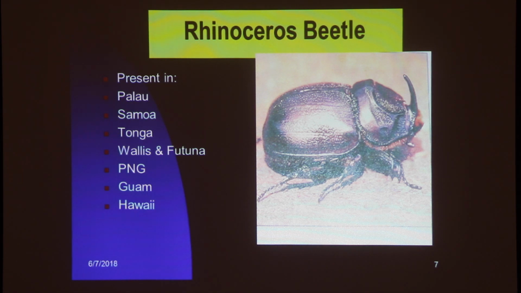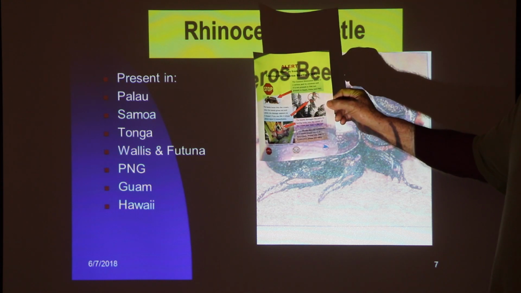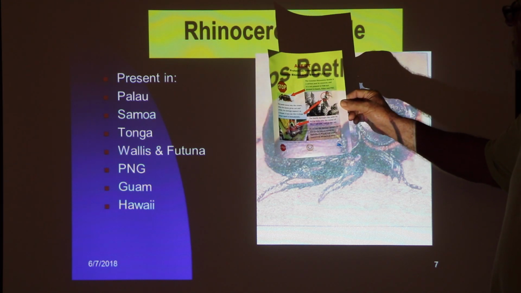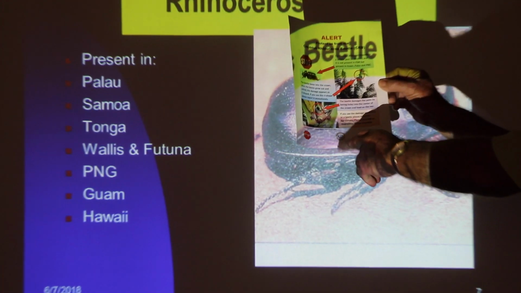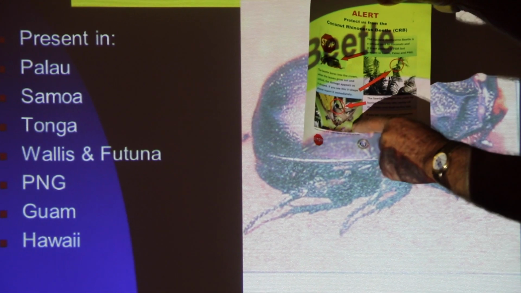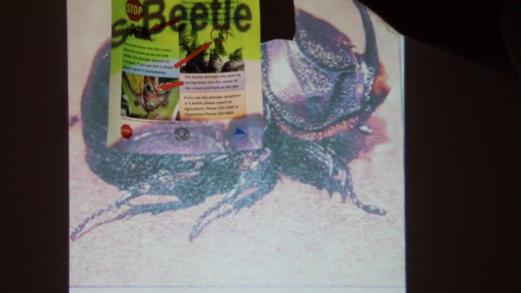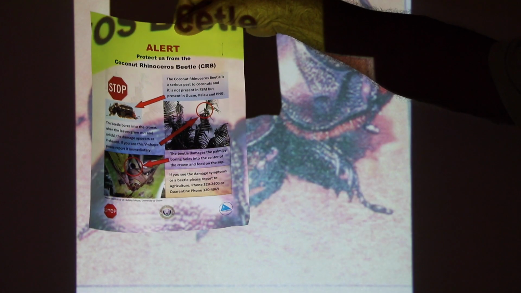Recently we developed an alert leaflet which shows the symptoms of the rhinoceros beetle. This is the beetle, and it shows what symptoms it causes. Like it drills a hole in here and the leaves come out as a V shape. And the idea is, if people see this beetle or these symptoms, they need to report it to agriculture or quarantine, so that we can act on it.